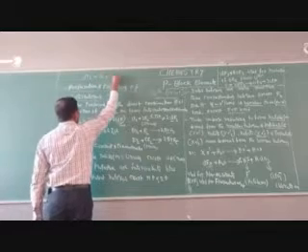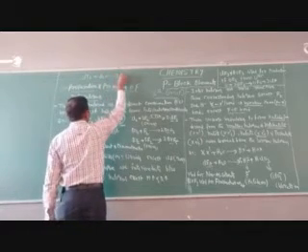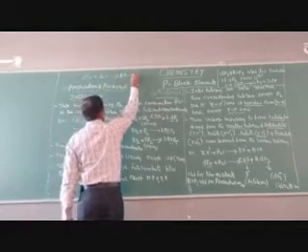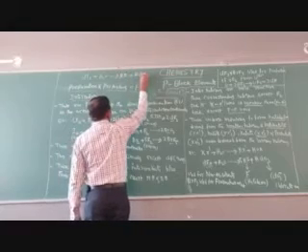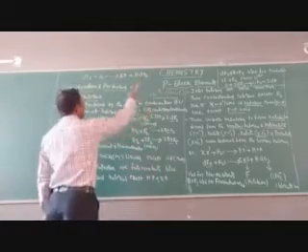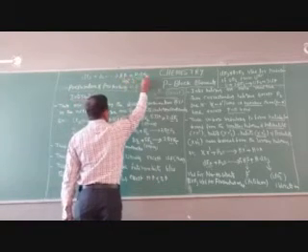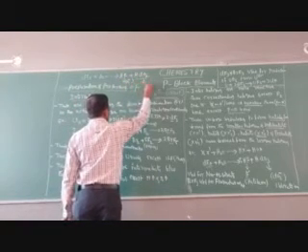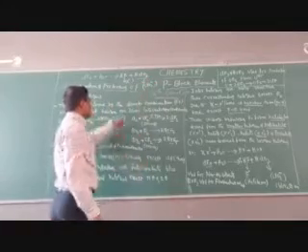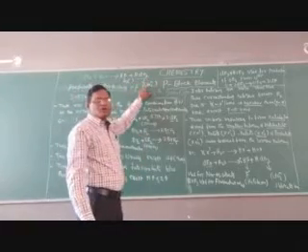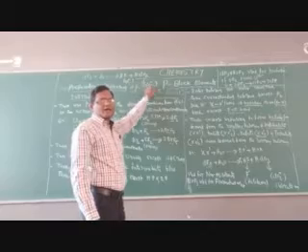ClF3 undergoes hydrolysis. Which products are formed here? One is HF, and one more here, HClO2. HF has the corresponding fluoride ion. HClO2 has the corresponding ion ClO2 minus. So this is called the fluoride ion, and this is called the chloride ion.